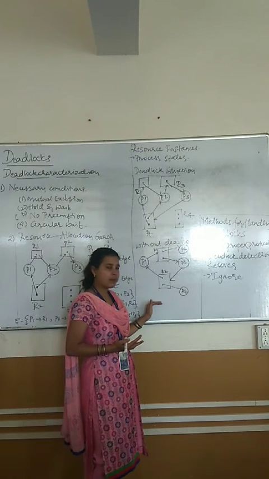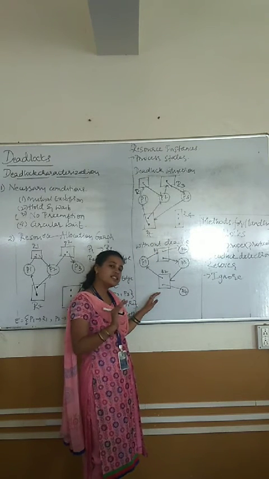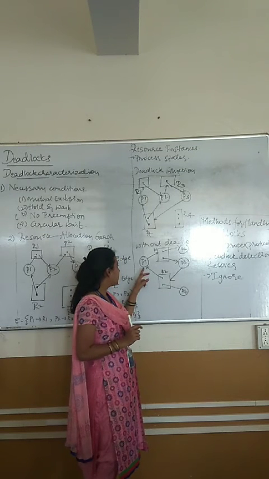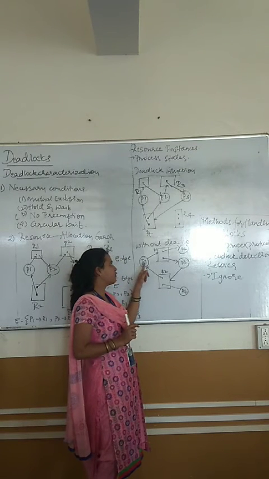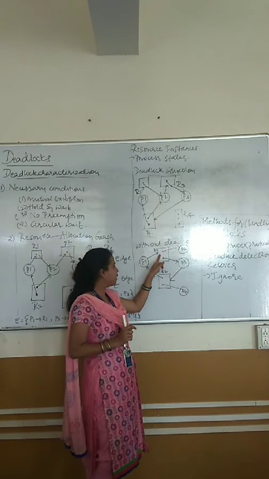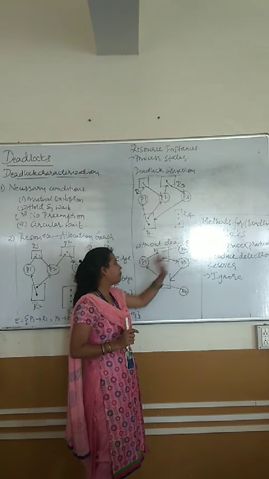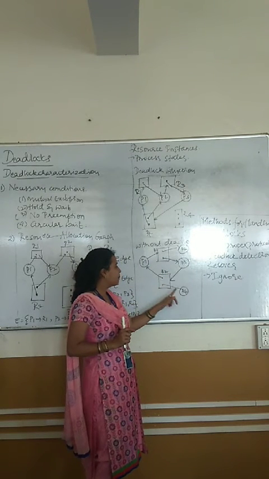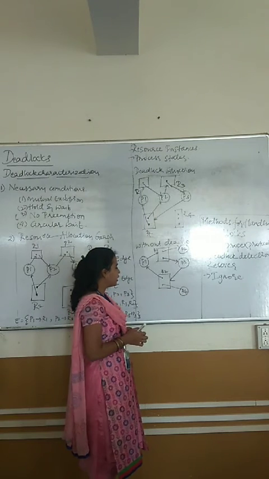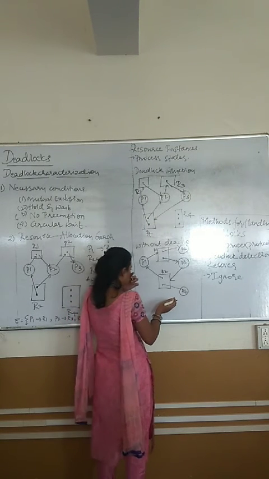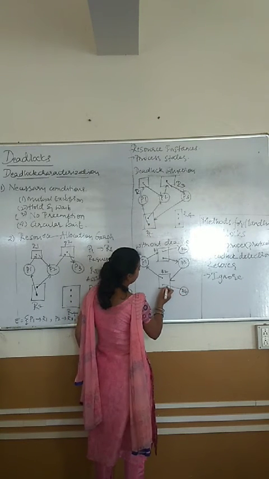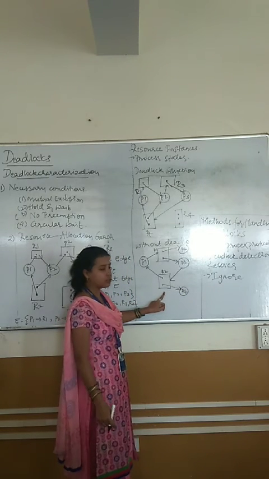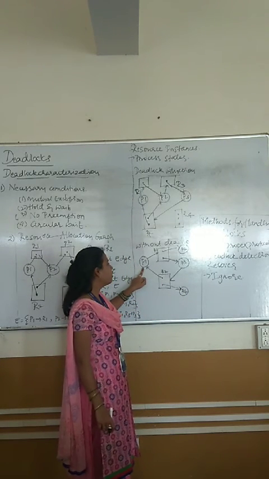Let us see another example. In this example, there is a cycle, but it does not cause a deadlock. Let us see how. Here, P1 is requesting an instance of R1, that is taken by P2, and another instance is taken by P3. Then P4 is requesting here. P4 is having an instance of R2, and this instance is given to P1.